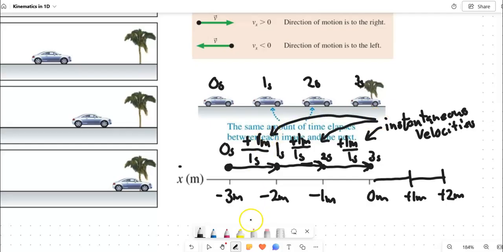Okay. Now, its overall average velocity, well, it started here at the 0 second mark. It ended here at the 3-second mark. So over the period of 3 seconds, it went to the right positive 3 meters. So it had a positive 3 meter displacement over the period of 3 seconds. So this is the average velocity.